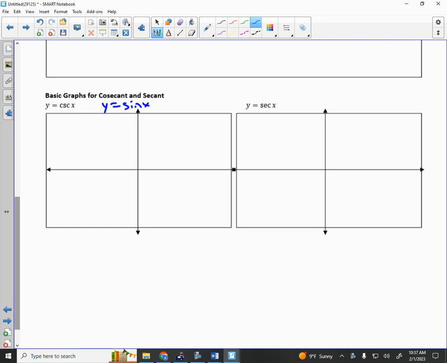So I decided to graph y equals sine of x, because they're reciprocals, aren't they? So let's just start by graphing sine. The amplitude of sine is 1. So I go up to 1 and down to -1. And I thought, okay, the sine graph stays between there, and the period is 2 pi. I divide it into 4 parts.